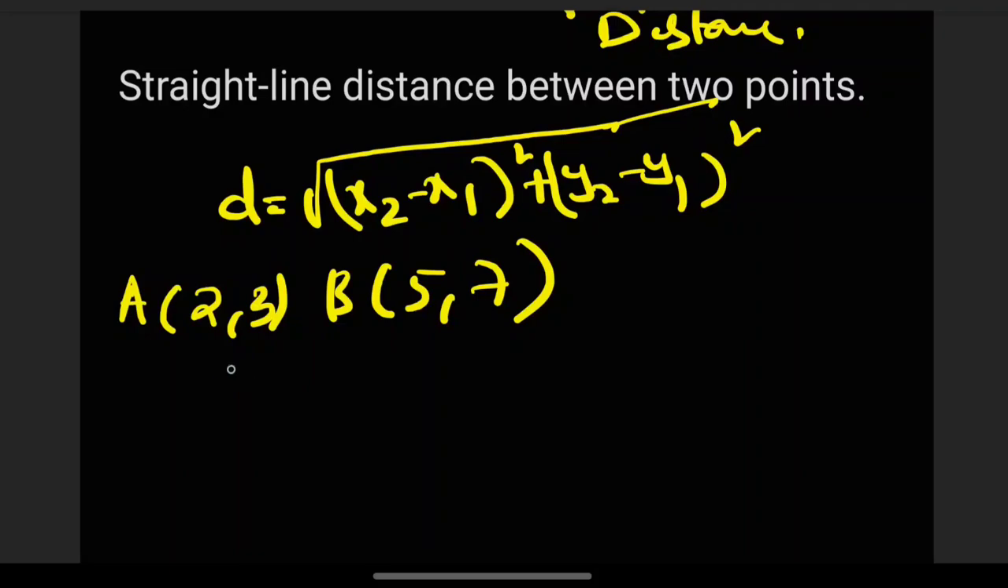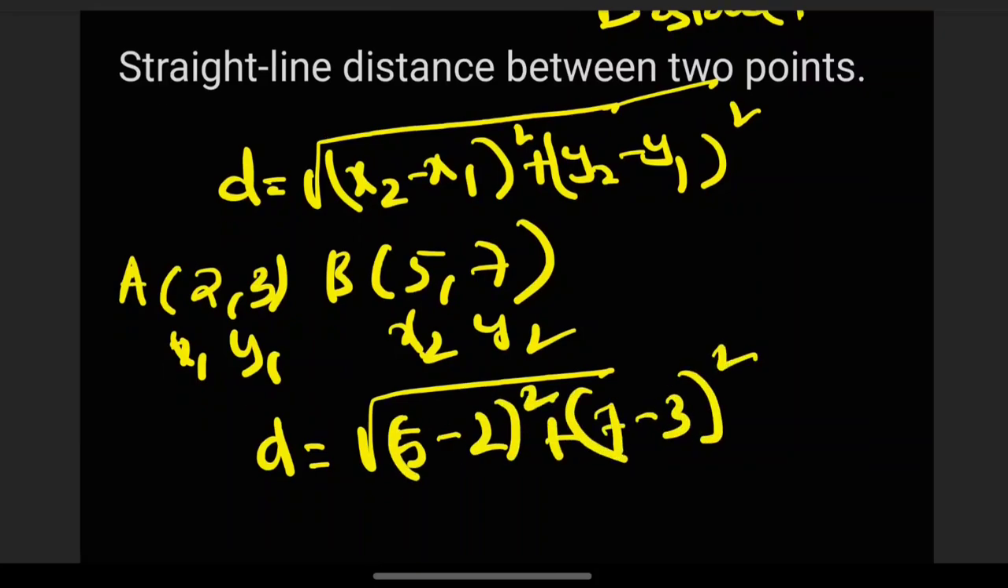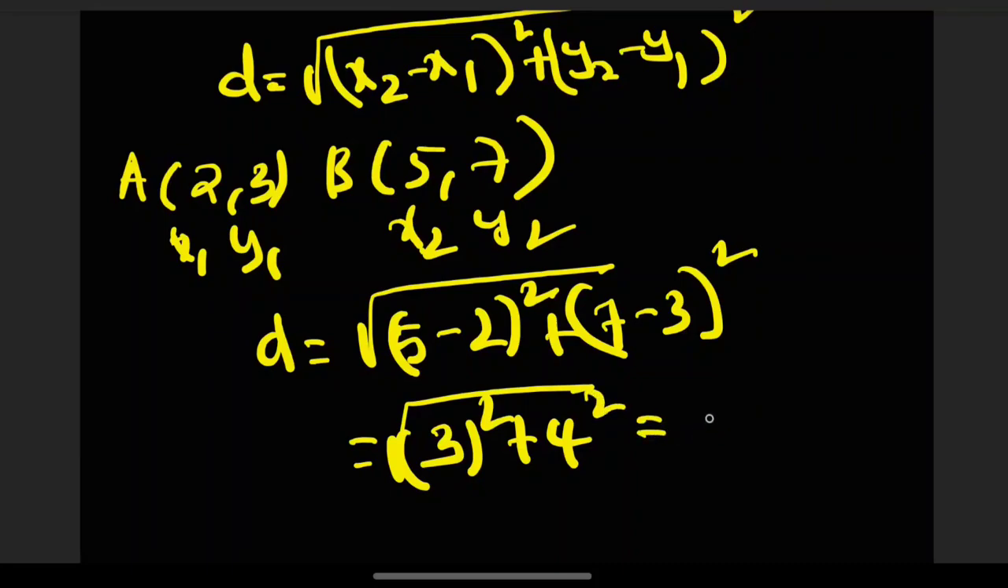Okay, let us say this is x1, y1, x2, y2. Now x2 minus x1, 5 minus 2. D is equal to 5 minus 2 whole square, plus 7 minus 3 whole square. If you compute it, what will be the result? 3 square plus 4 square. Then you will be getting root 25, that is equal to 5. This is the Euclidean distance. This is how we need to calculate the Euclidean distance.